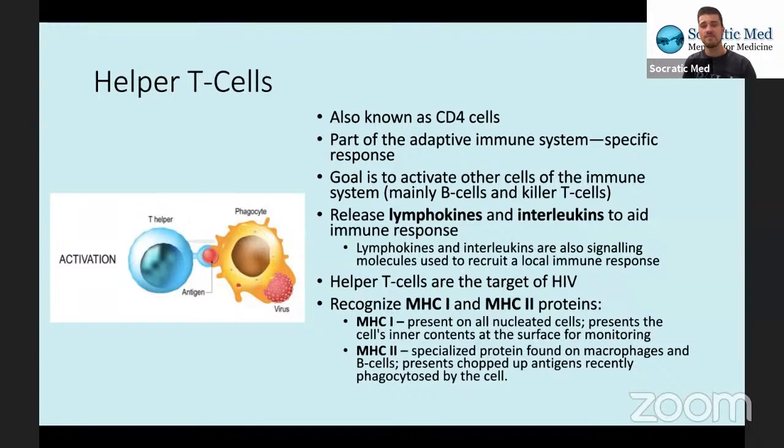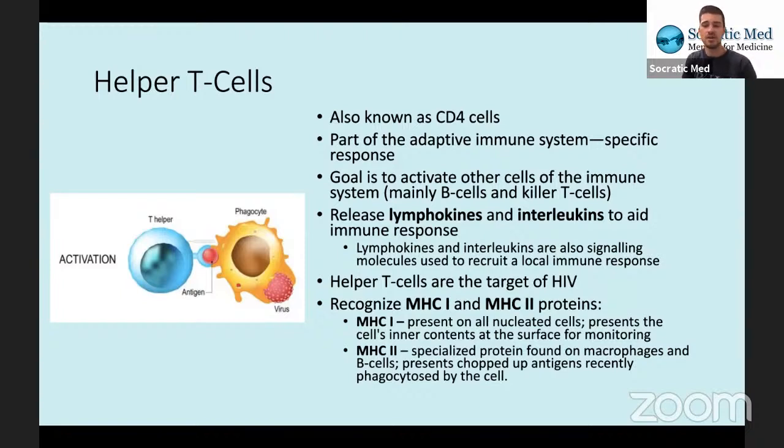So basically, they're very, very good at finding foreign invaders. And when they find foreign invaders, they alert B cells and T cells. They release lymphokines and interleukins to aid in immune response. They're cytokines. Lymphokines and interleukins are signaling molecules used to recruit a local immune response. So again, same thing as cytokines.